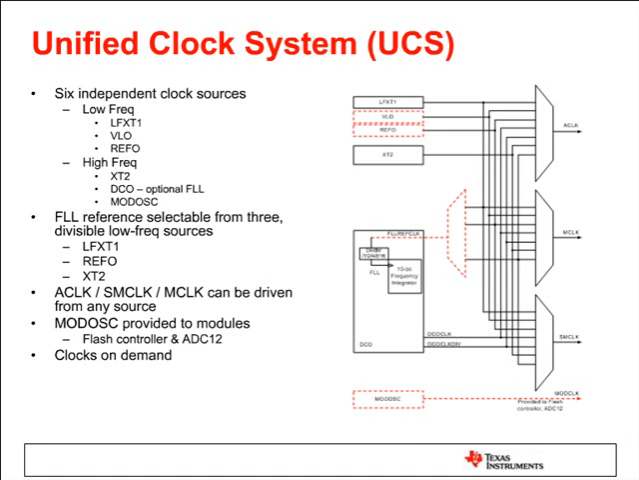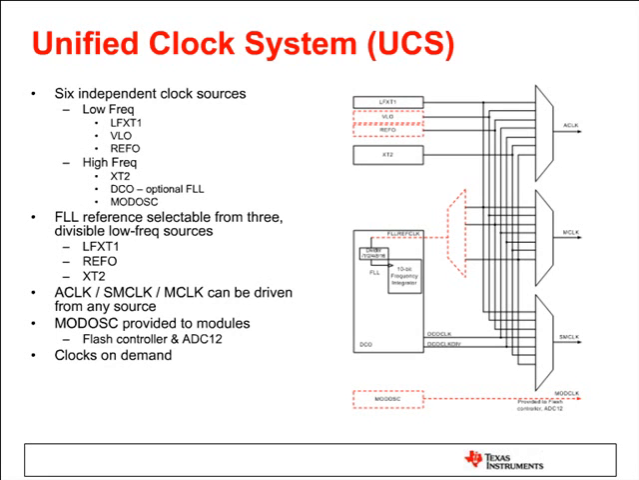You have the low frequency oscillator. This is an ultra low power, low frequency oscillator. It's where you put your 32 kilohertz crystal. We have a very low frequency oscillator, the VLO, which is an internal 10 to 12 kilohertz. It's not very accurate, but it's really good at waking you up every now and again. So if you need real-time clock precision, you're not going to get it out of the VLO, but it's really good for just a periodic wake-up.